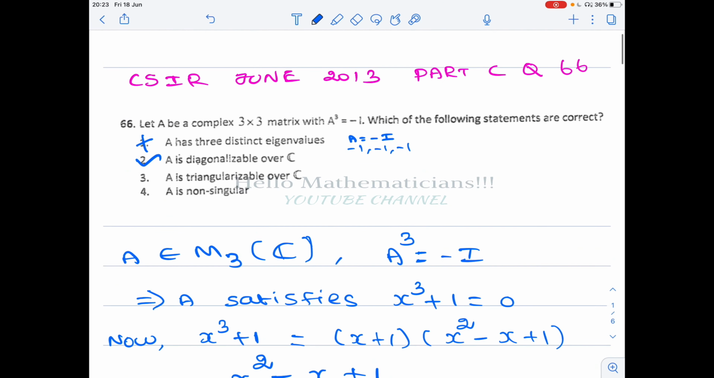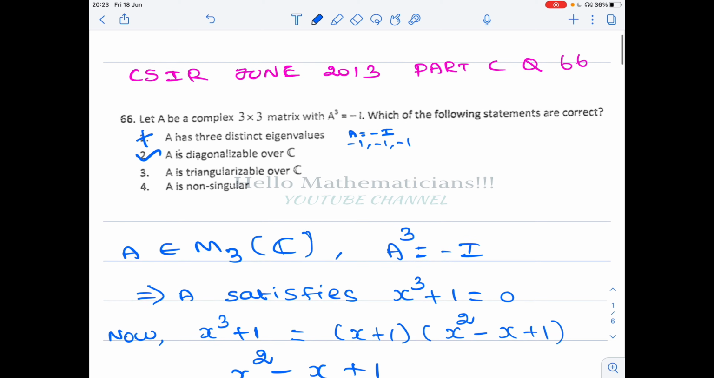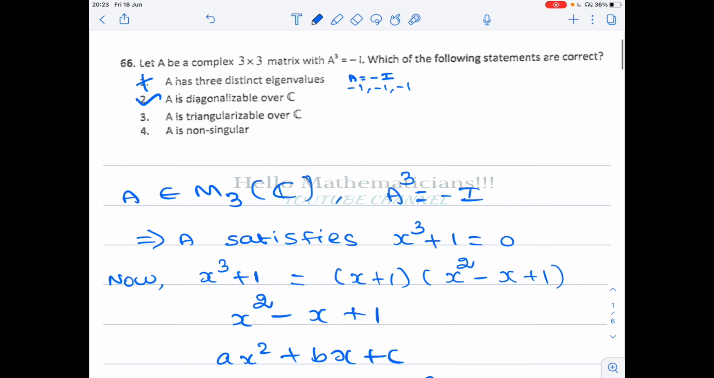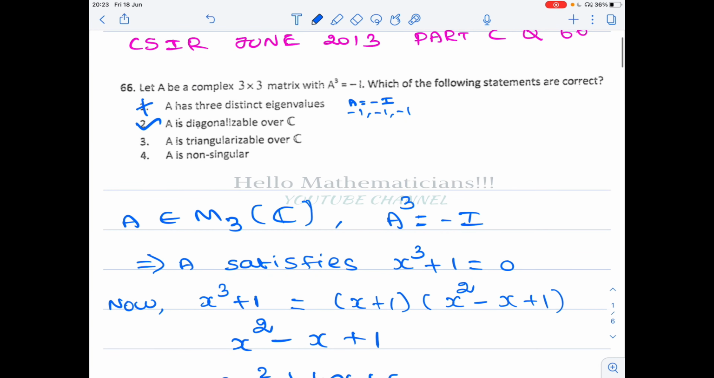The next option is A is triangularizable over C. The fourth option is A is non-singular. Now, it is given that A cube equal to minus I. So you can apply determinant on both sides. We get determinant of A cube equal to determinant of minus I, that is minus 1. But determinant of A cube is equal to determinant of A whole cube. Determinant of A power k equals determinant of A whole power k. So we get determinant of A whole cube equal to minus 1.